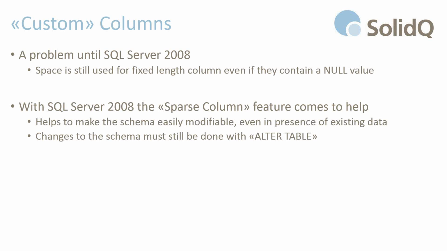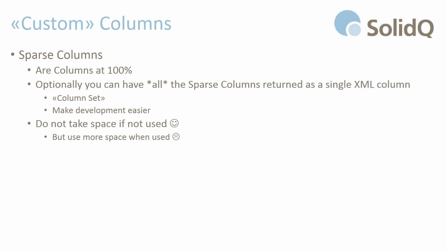Changes to the schema must still be done with the alter table command, but this is not really a problem because the alter table command can be executed while other people are using the table, so it's not going to block the table in a way that you need to do an offline operation. It can be done online. It's really quick, so it doesn't give any problem in terms of concurrency and availability of your data. So sparse columns, this is the name of these features.